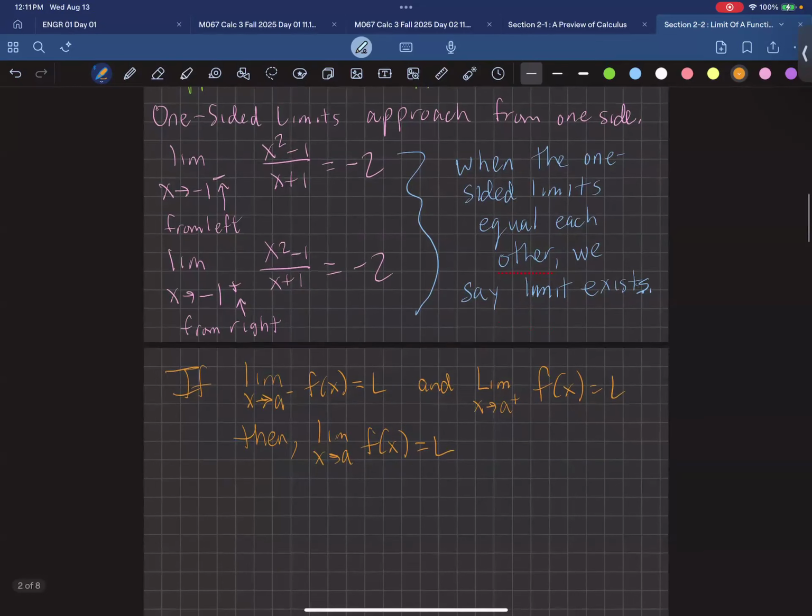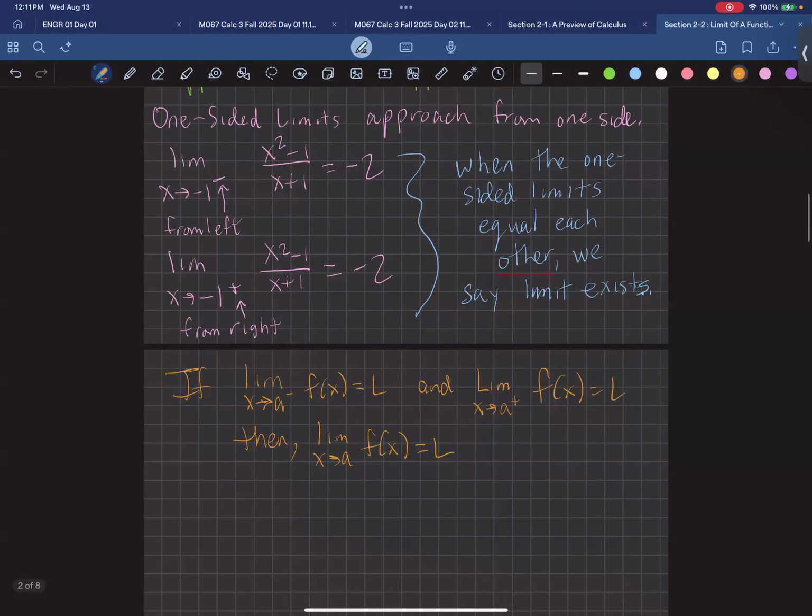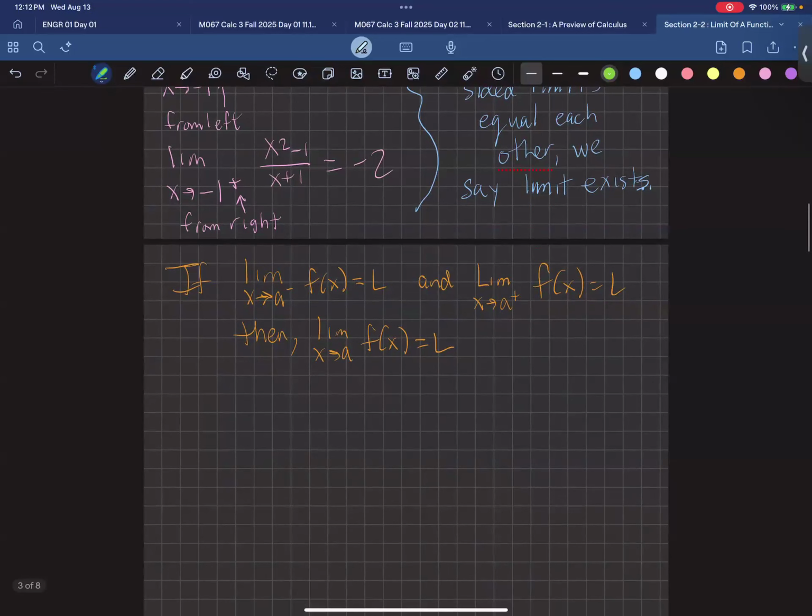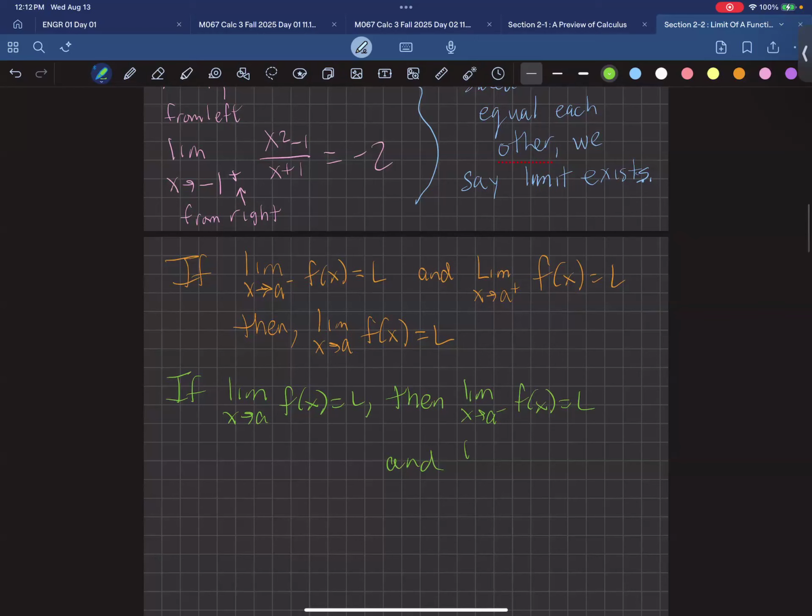This reverses direction. This does go the other way. If the limit as x approaches a of f of x equals L, then the limit as x approaches a from the left of f of x equals L, and the limit as x approaches a from the right of f of x equals L. So it's true either way.